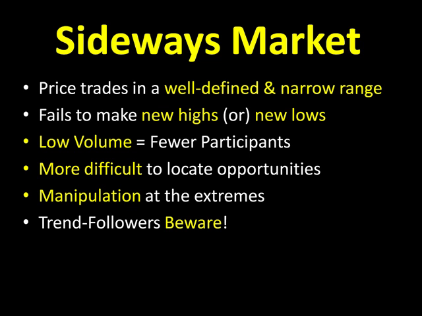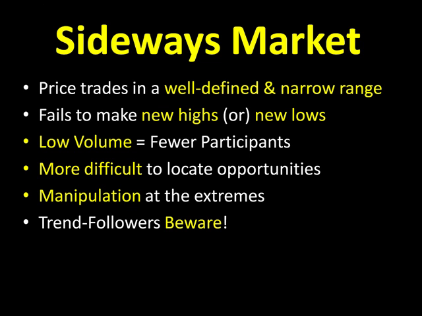Now, a sideways market, for the most part, is described as when price trades in a well-defined and a narrow range. Now, of course, narrow is a relative term. Narrow on the DAX could be 50 points, whereas narrow on the S&P could be 4 or 5 points. So it is going to be a relative term. This is narrow compared to its average trading range. Now, the majority of the time, it's going to fail to make new highs or new lows. So it will literally look like a sideways or a horizontal price action on your charts.